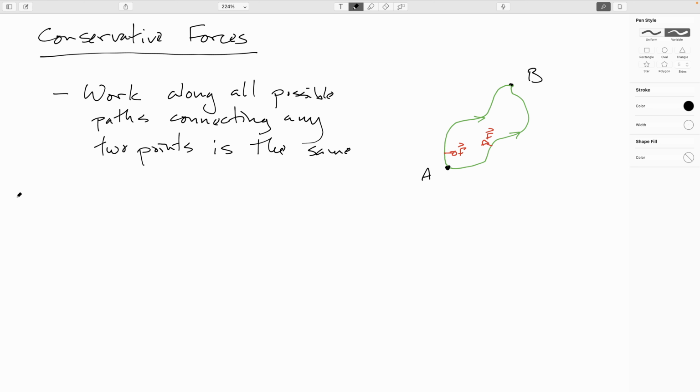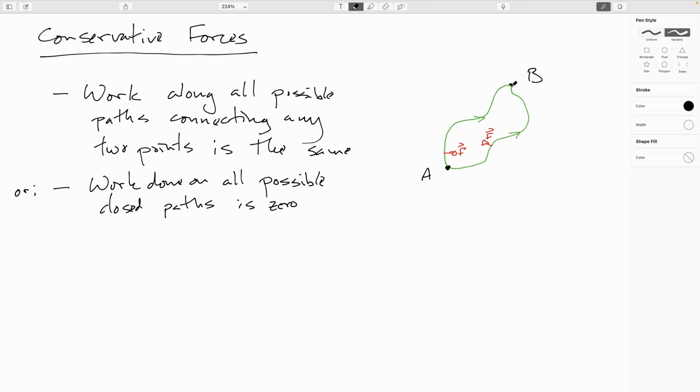Now, it sounds like it would be almost impossible to show that a force is conservative, but it turns out that although it can be a little tricky, it's at least not as bad as it sounds at first blush. Another absolutely equivalent definition, and you can show that the two amount to the same thing, is to say that the work done on all possible closed paths is 0. And the idea goes like this.